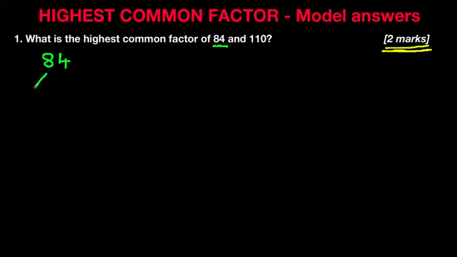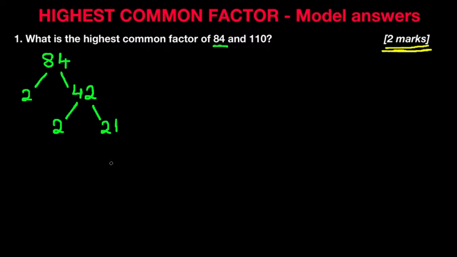Now using the factor tree, 84 is an even number, therefore it can be divided by 2. Remember, we start with the smallest prime number first. 84 divided by 2 is 42. It's nice and easy. Now 42 is also an even number, therefore it can be divided by 2. 42 divided by 2 is 21.